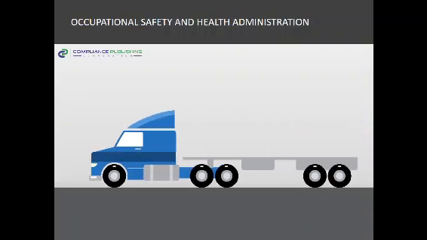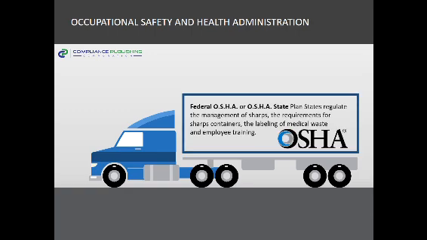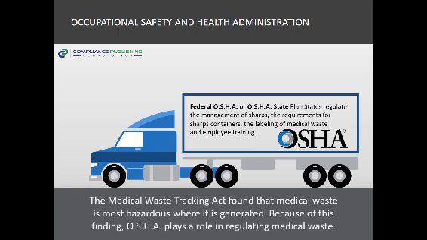Occupational Safety and Health Administration. Federal OSHA or OSHA state plan states regulate the management of sharps, the requirements for sharps containers, the labeling of medical waste, and employee training. The Medical Waste Tracking Act found that medical waste is most hazardous where it's generated. Because of this finding, OSHA plays a role in regulating medical waste.